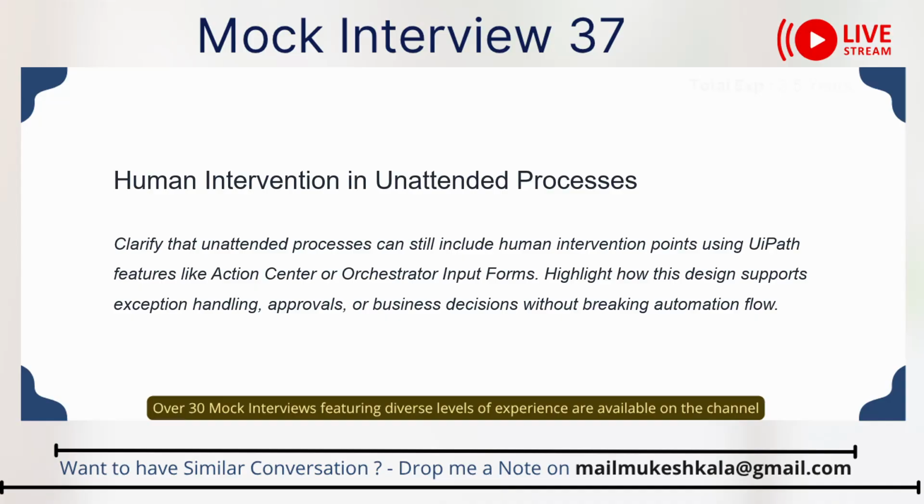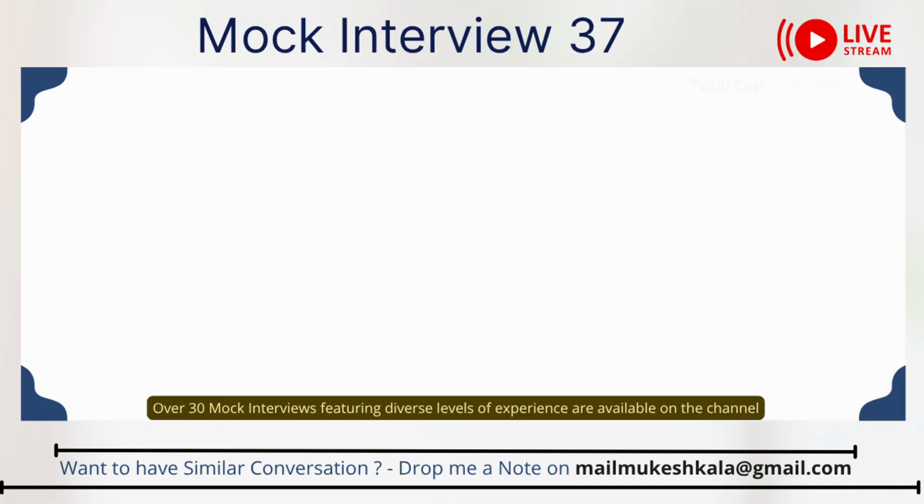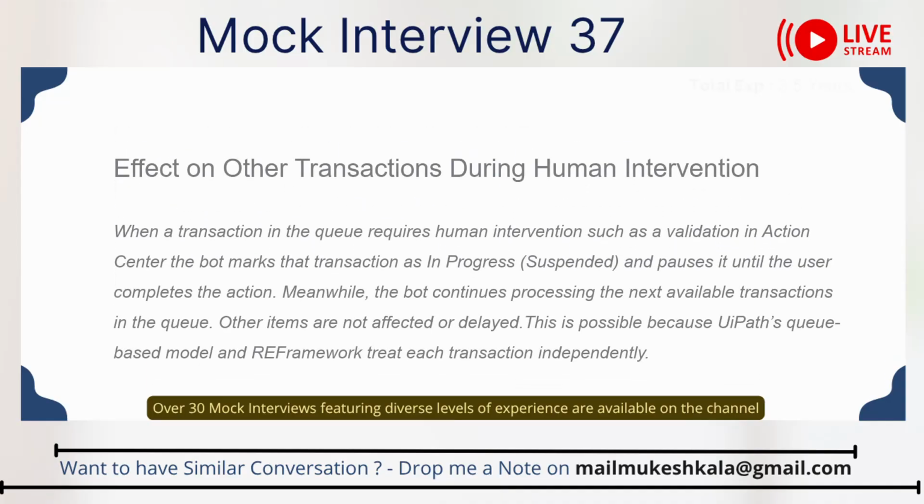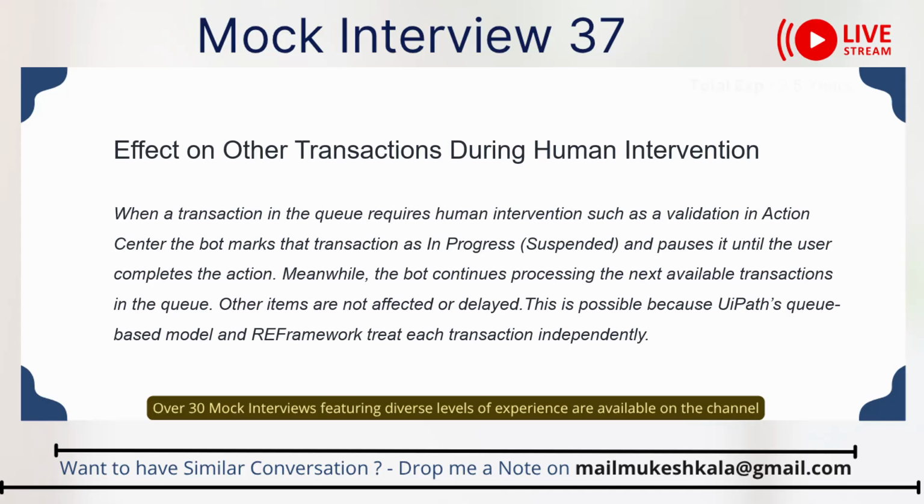But the robot is already working, right, Ashok? For example, you have built six to eight projects, and the robot is already working. You have 10 transactions in the queue, and transaction number three has got this issue. At the same time, how is it going to inform the user to go and fix this? And meanwhile, what happens to the other transactions like four, five, six, seven, eight? How does that work?